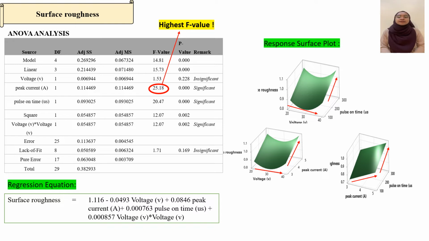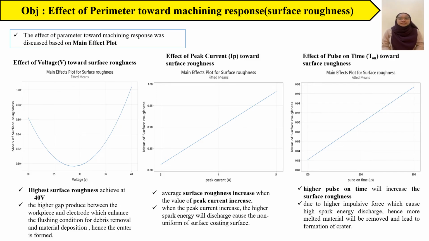Next is the response surface plot. As the voltage increases and pulse on time increases, the surface roughness increases. Second, as the voltage increases and the peak current increases, the surface roughness increases. Lastly, as peak current increases and pulse on time increases, the surface roughness increases. Then, the effect of the parameters towards the surface roughness response will be discussed based on the main effect plot.